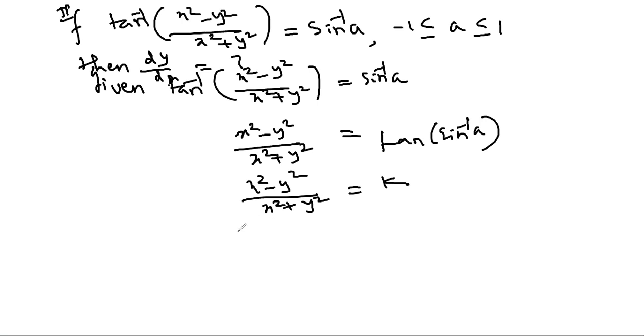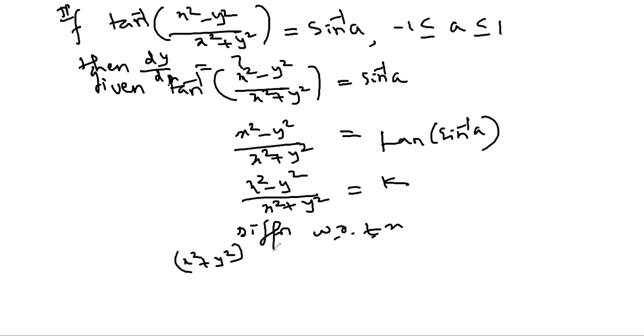Understood? Now after getting this, differentiate with respect to x. How to differentiate x square minus y square by x square plus y square? How to find the derivative of this? How to find dy by dx? Can you have an idea? The quotient rule. We can apply the quotient rule. Good.